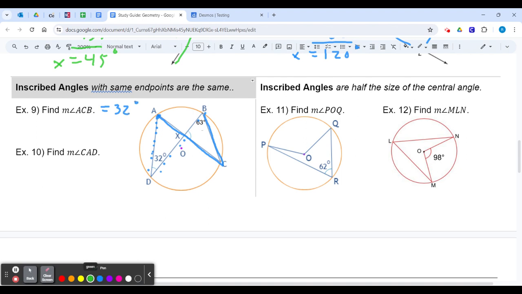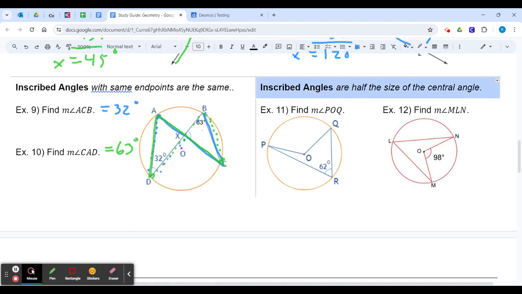Okay, similarly, if we're asked to find the measure of angle CAD, so looking down here, going here, and here, I'm looking for an angle that starts at C and ends at D, just similarly. And if we trace through B as well, that gives me the same angle. So our angle of CAD is going to be 63.